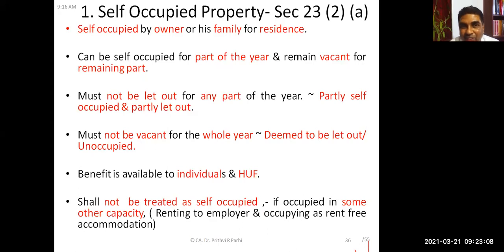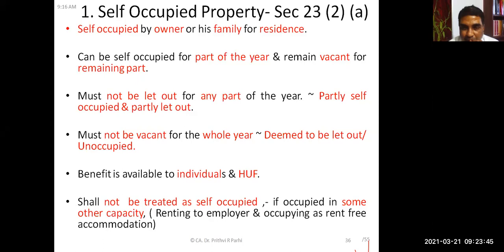You have already studied the chapter on salaries, and you know the treatment of a rent-free accommodation. Yes or no? Yes, sir. It will be treated like that in the hands of the employee. No, sir, I'm not getting it. What is your question? Sir, I'm asking that if it is not treated as self-occupied, then how will we treat this house?